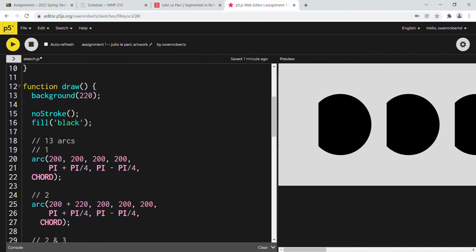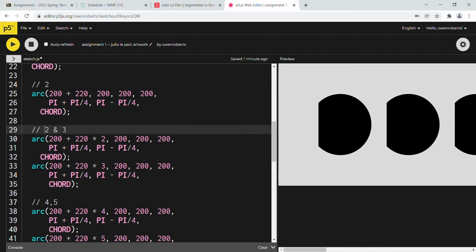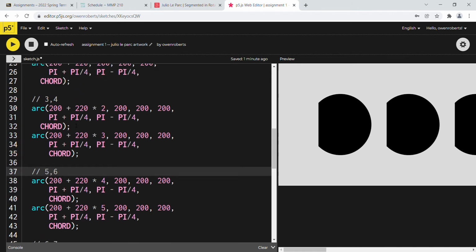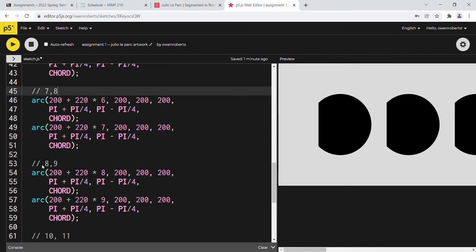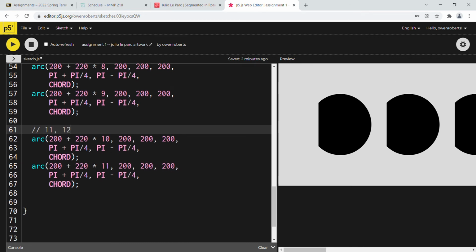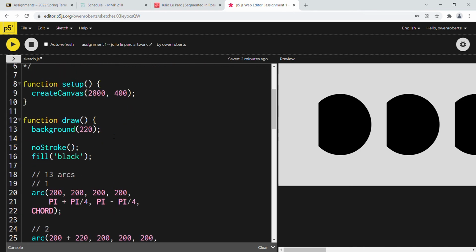And 1, 2, oh, whoops, I started counting. Okay, so this is actually 3 and 4. Whoops, okay. 5, 6, 7, 8, 9, 10, 11, 12. I thought I was supposed to have 13, but whatever. That's good enough for now.